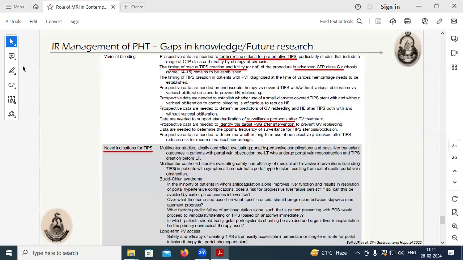So I think this is food for thought, which I give to myself, to the audience, and to all the junior interventional radiologists who are intending to do some research in the field of portal hypertension. With this, I come to the end of my talk.